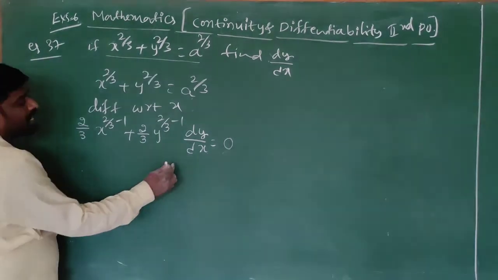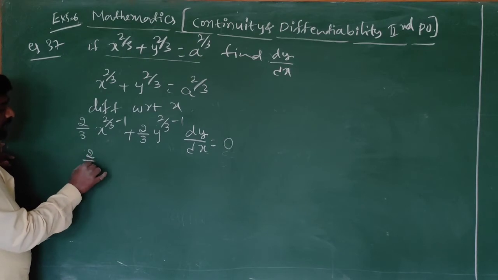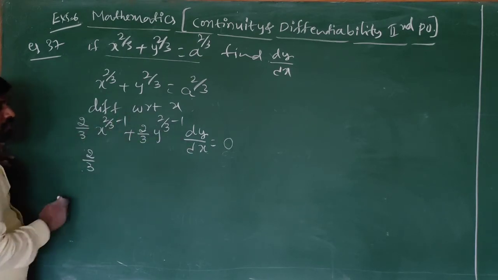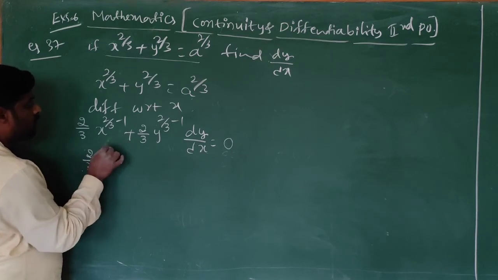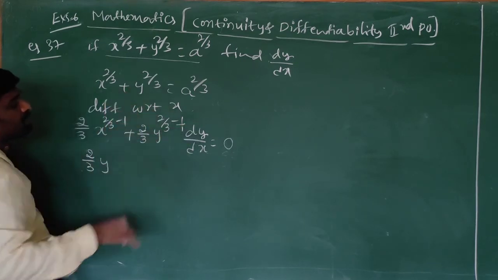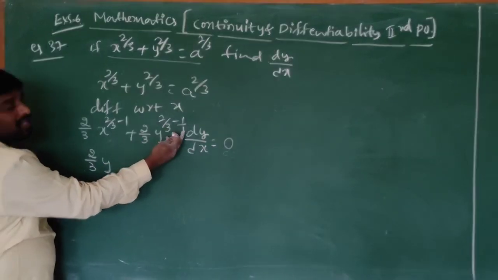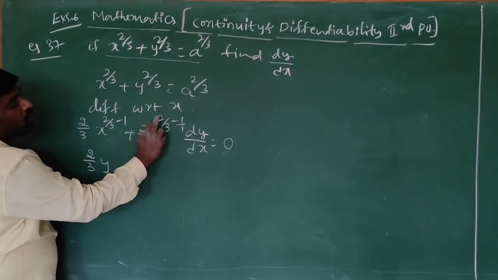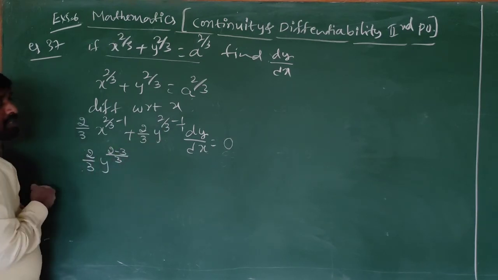Now I want to find dy by dx. That is 2 by 3, this one as it is you have to take 2 by 3, that is LCM is y to the power of, here nothing is there means is there what? 1, that is 3 ones are 3, that is 2 minus 3 divided by 3.